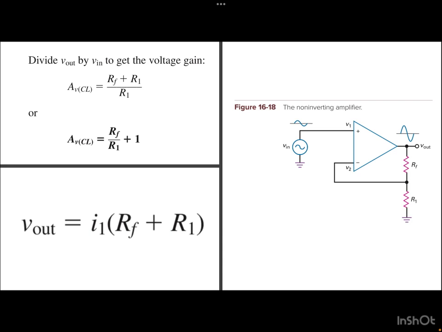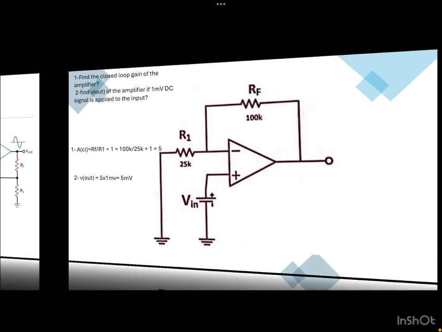The voltage gain: since no current can flow through a virtual short, the same current I1 must flow through RF, which means that the output voltage is given by Vout equals I1 multiplied by RF plus R1. To get the voltage gain, we can use either this rule or this rule: RF plus R1 over R1, or RF over R1 plus 1 is the equation.